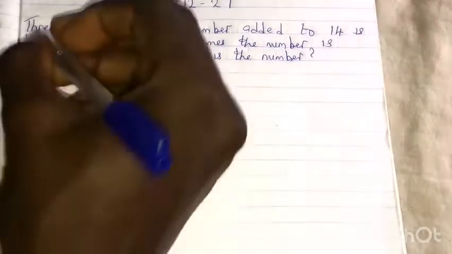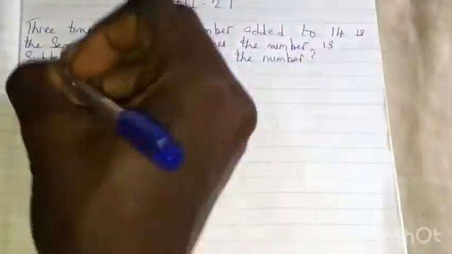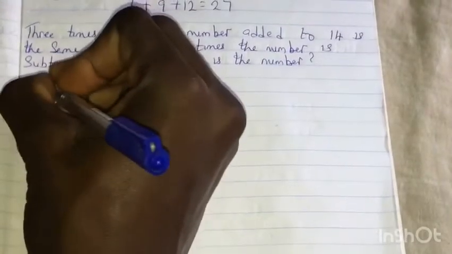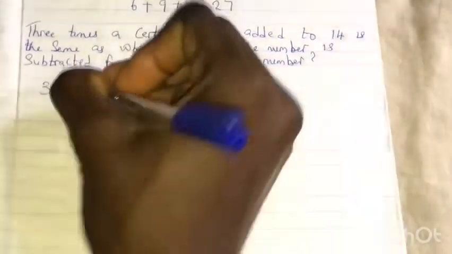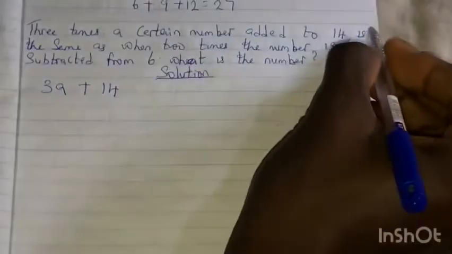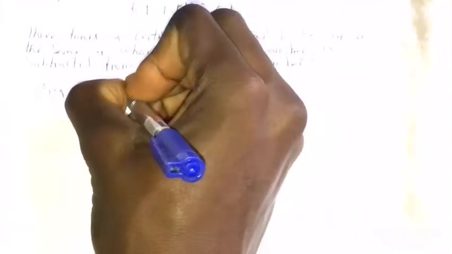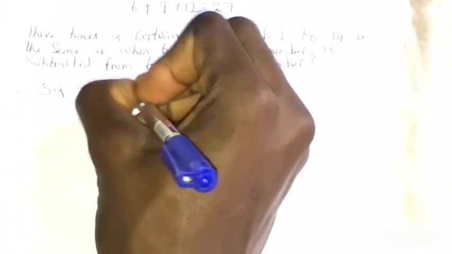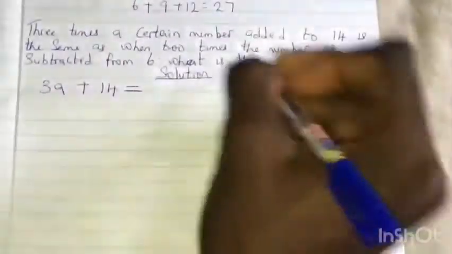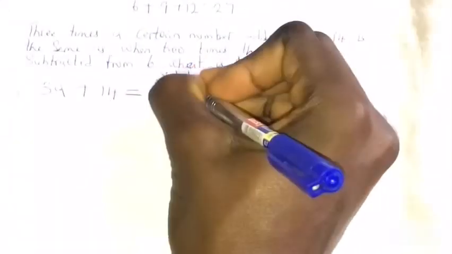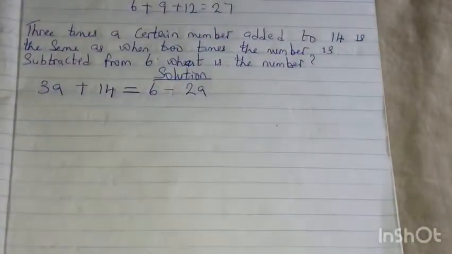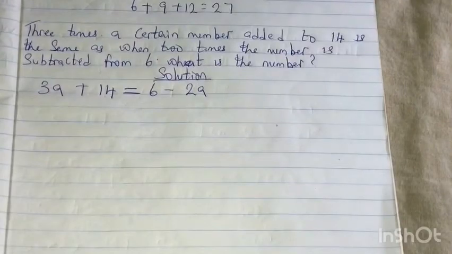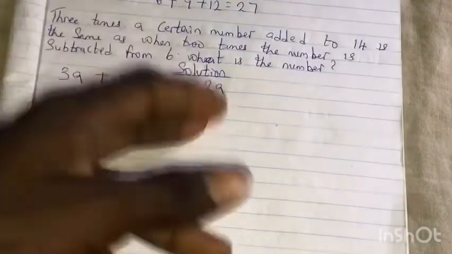Alright, so 3 times a certain number, let's give it A, that is 3A, is added to what? 14. Then we say this is the same as, is equal to, when 2 times a number is subtracted from 6. 2 times the number is subtracted from 6, because it is from, that's why 6 has to come first. Alright, then you collect like terms.